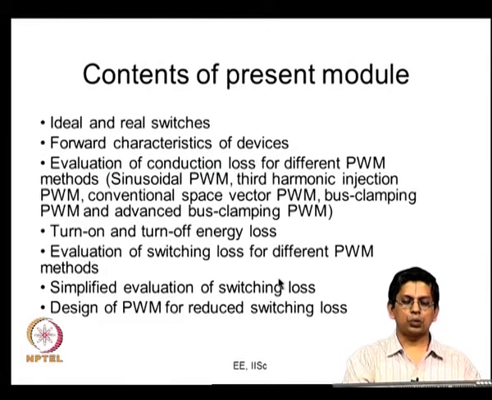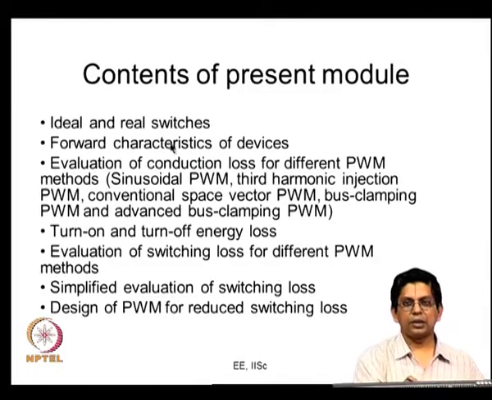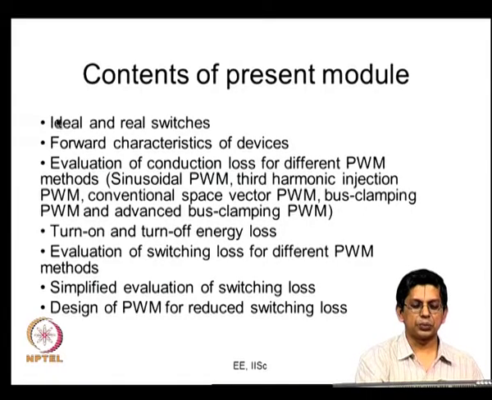So, now over to today's module. What we are going to look at is ideal and real switches. All along we considered the switches to be ideal. So, what do we mean by ideal and what do we mean by real switches? What are the differences? One of the differences is in the forward characteristics, there is a certain amount of forward drop. So, we would look at how the forward drops of the different devices can be modeled.